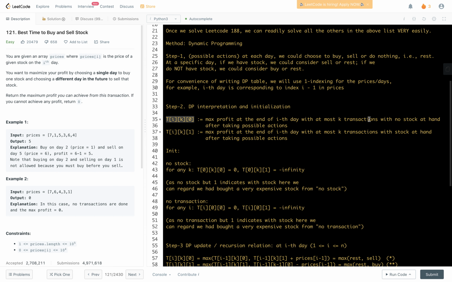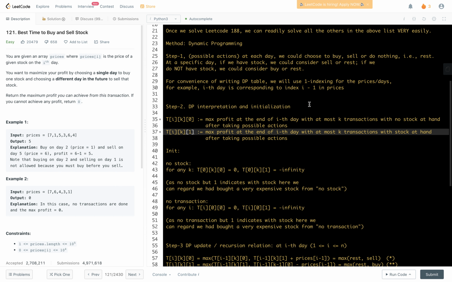So here, TIK0 means the maximum profit at the end of day I with at most k transactions, with no stock at hand after taking all possible actions, so buy, sell, or do nothing. TIK1 means the maximum profit at the end of day I with at most k transactions, with stock at hand after taking possible actions. So here I is the days and k is the allowed number of transactions. 0 means no stock and 1 means with stock.